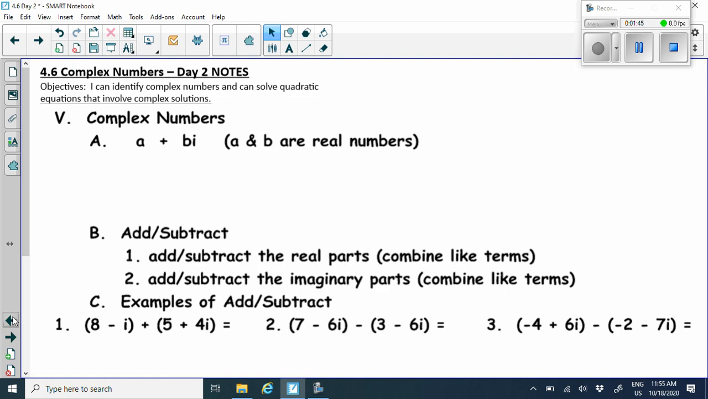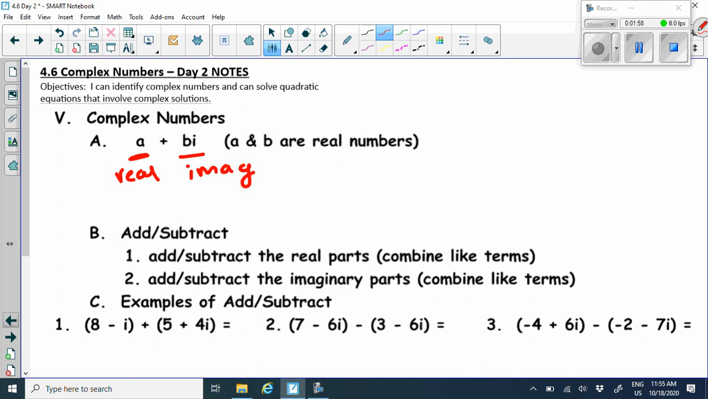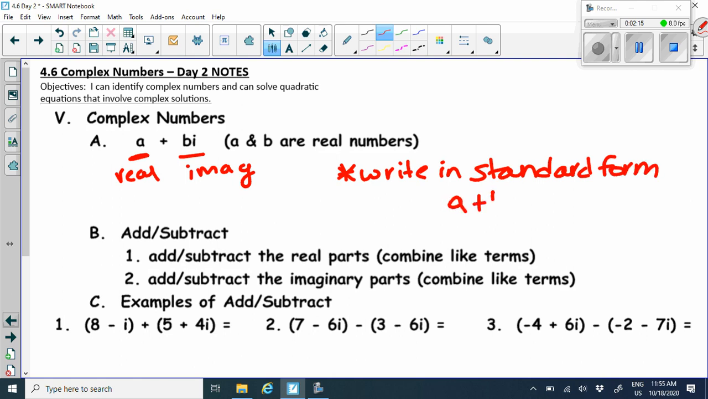Now when we do complex numbers, we're going to see a, which is the real, and then we have bi, which is the imaginary, okay? Now anytime we are going to have complex solutions, we need to make sure we write in standard form. And that is going to be of the form a plus bi. So your real value is first, and then you have your imaginary value.